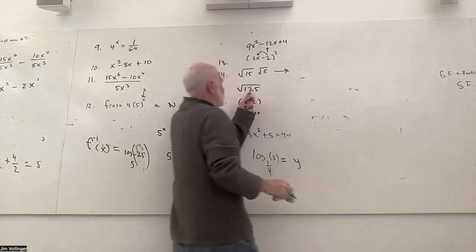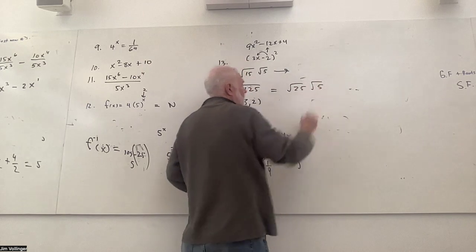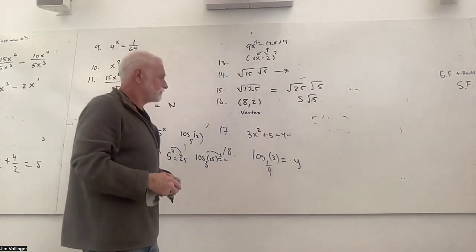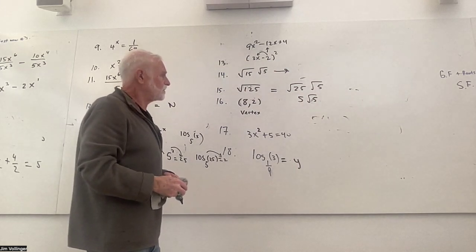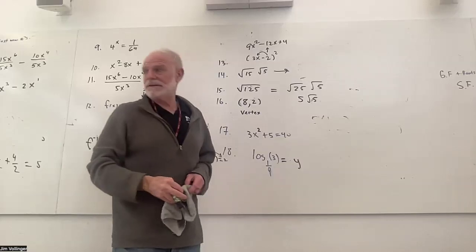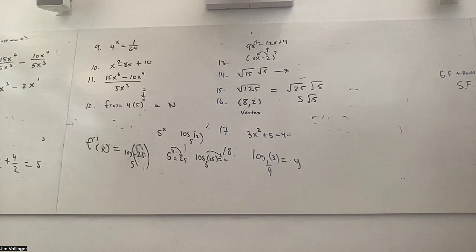What's the quickest way of doing that? Square root of 25 times the square root of 5. There's 5 root 5. Okay. 8, 2 is the vertex. Oh, isn't that nice? Is there something else I'm supposed to know about that problem? I don't think I wrote it down. Let me go look. I got the sheet.